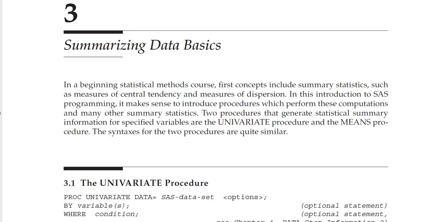One of the first tasks in an elementary statistics course is learning to compute measures of central tendency, and that is mean, median, mode, also measures of dispersion: standard deviation, variance, range, and so on. Two procedures that allow us to compute these summary statistics are the univariate procedure and the means procedure.